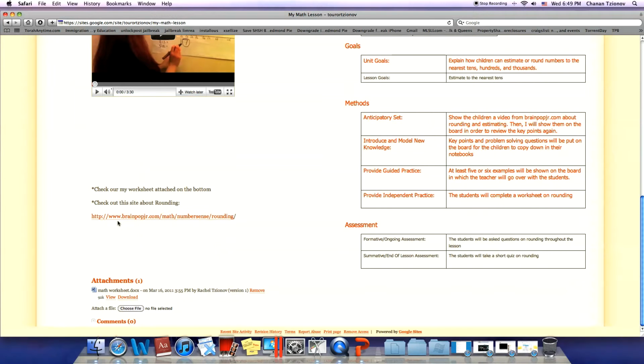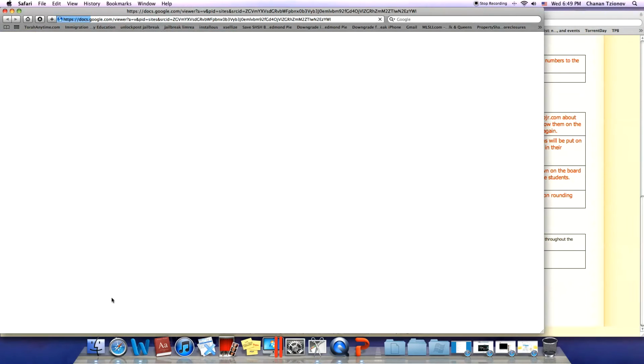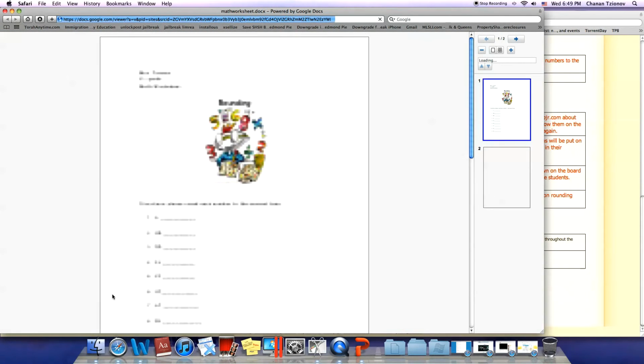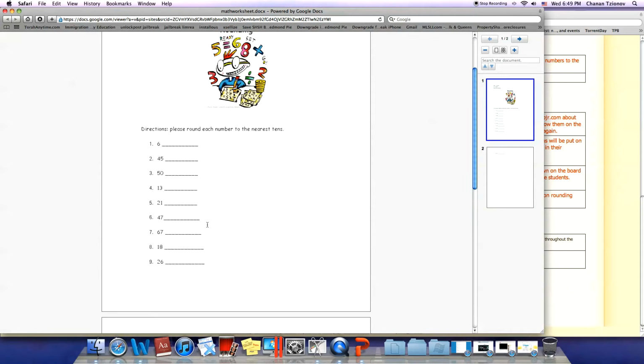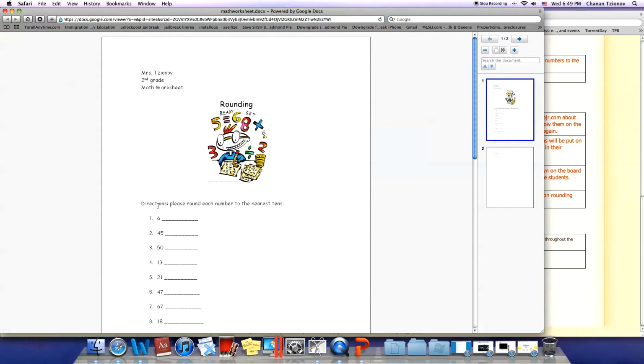Part of my lesson was a video from brainpopjr.com. You can definitely click it and see the video. On the bottom, as an attachment, you can see my math worksheet, which I would give to the students. Basically, the directions say, please round each number to the nearest tens.